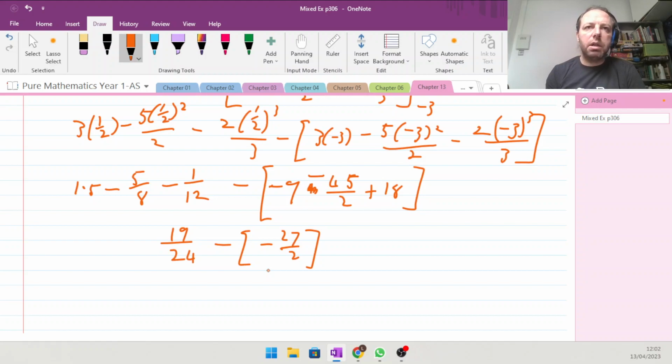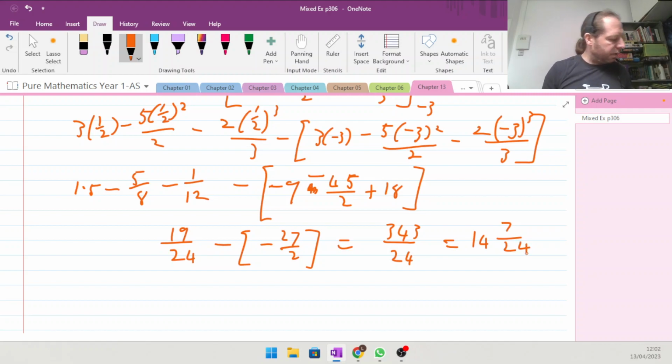So adding that on, plus 19/24, and we get something in the region of 343/24, which is 14 and 7/24, which I believe is about right. Yep. Okay. That's question 22, A and B.